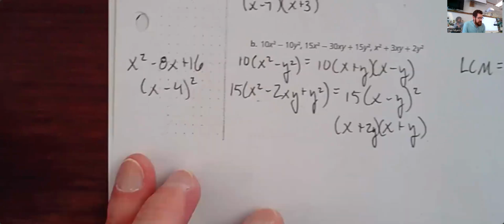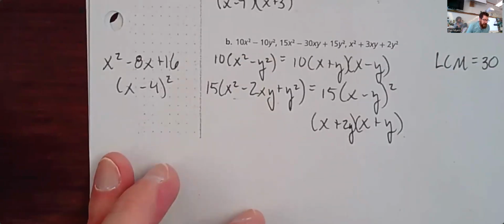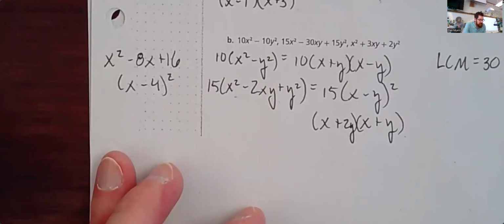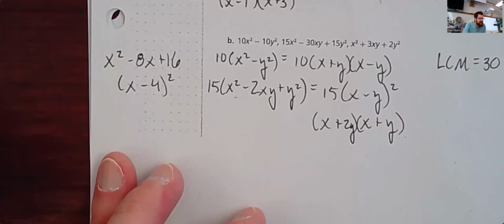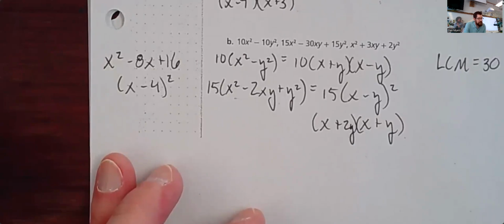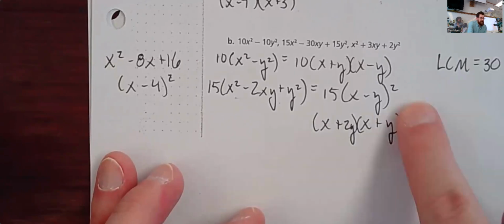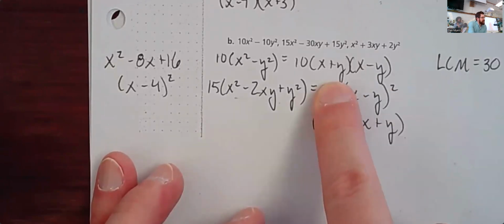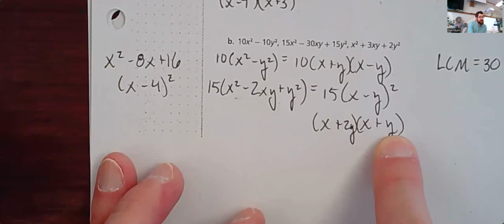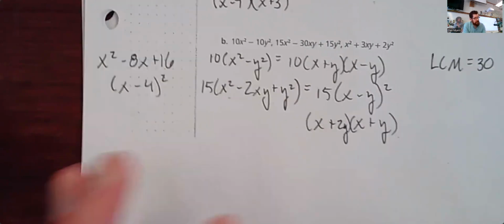Let's see. How many x plus y's do we need? I think we need 2x minus y's, but x plus y's, how many do we need? Because the only thing squared here is the x minus y. That one has a single factor of x plus y. This one has a single factor of x plus y. So we only need one of them. So x plus y.